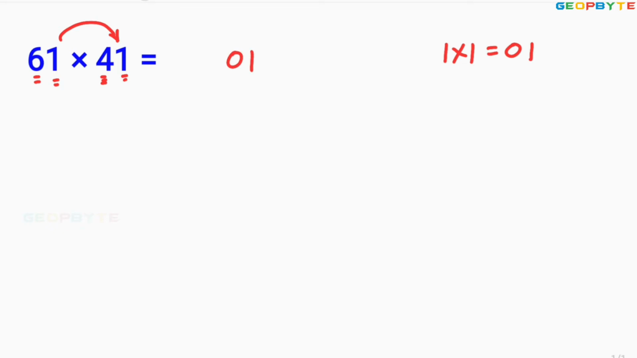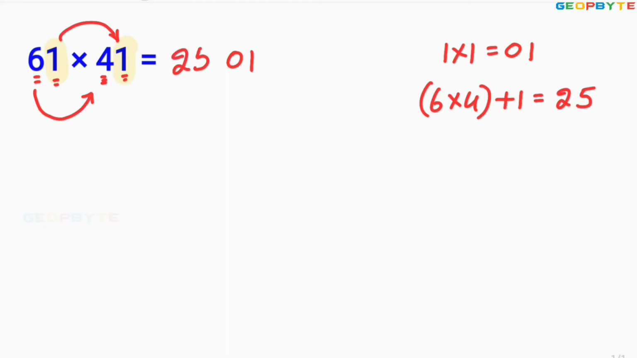Then you multiply the tens place digits. 6 into 4. Then you have to add the common number. What is the common number for both cases? The common number is 1. Add that value 1. It is 6 into 4, 24, plus 1, 25. You write that value for getting your answer. So 61 into 41 equals 2501. I hope you clearly got my point.